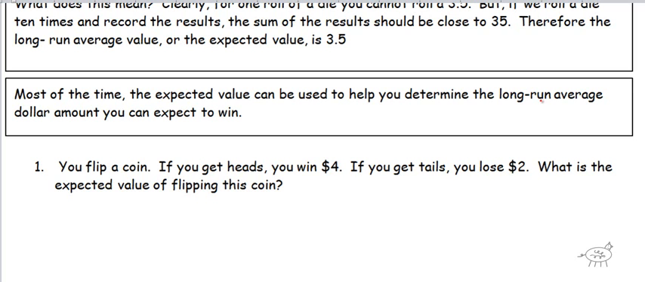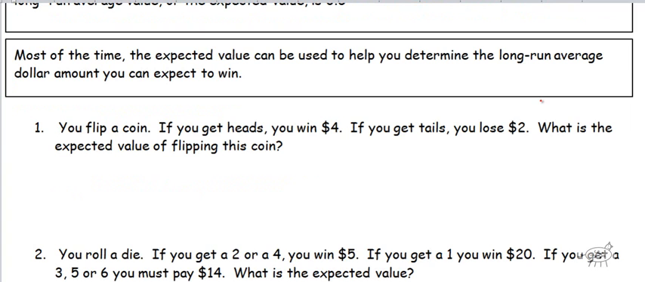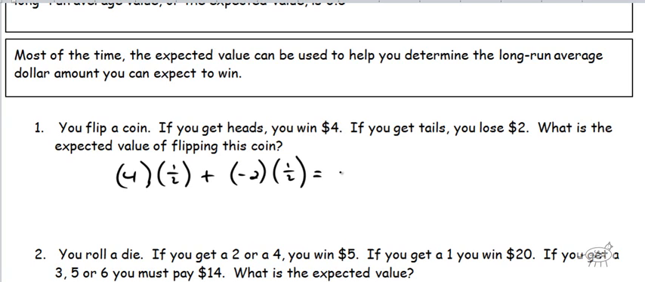You flip a coin. If you get heads, you win $4. If you get tails, you lose $2. What is the expected value of flipping a coin? So basically our event is you win $4, so it's $4, and the probability of getting heads is 1/2. Plus you lose $2, so make sure you put -2 there, and the probability of getting tails is 1/2. And that's all it is. So that equals 1.